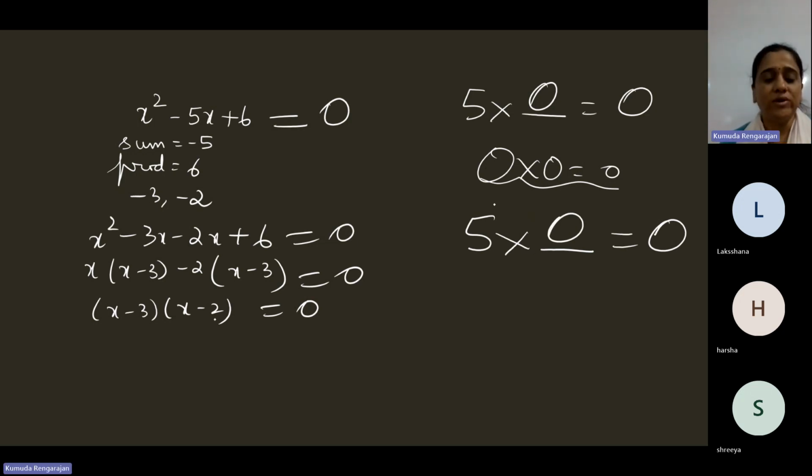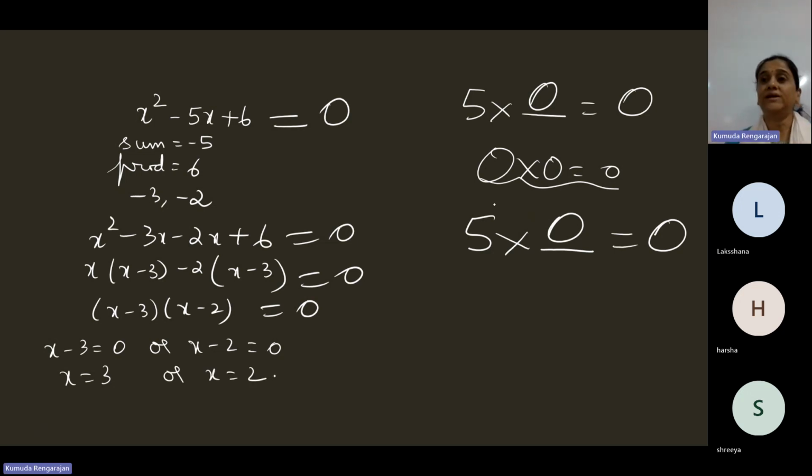So here, when you equate, this product is 0. You can say x minus 3 into x minus 2 is 0. That means either x minus 3 is 0 or x minus 2 is 0. So x minus 3 is equal to 0 means x is equal to 3 on transposing, or x is equal to 2. So 3 and 2 are the two roots or the two solutions of the quadratic equation. 2 and 3 are the zeros of the quadratic polynomial. So you see that a quadratic polynomial has two zeros.